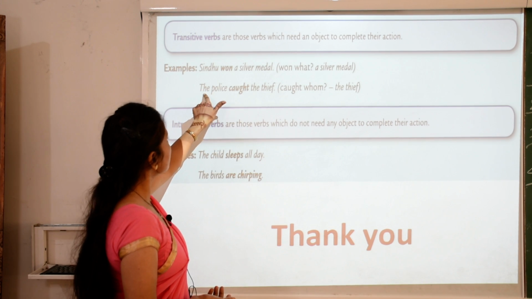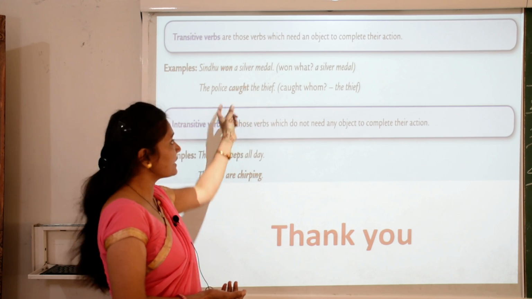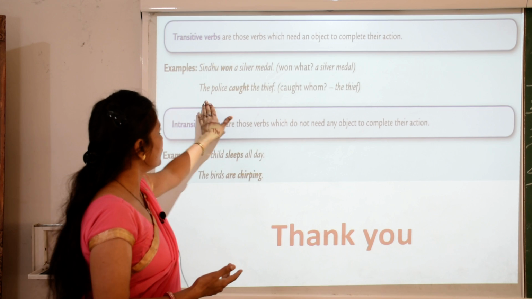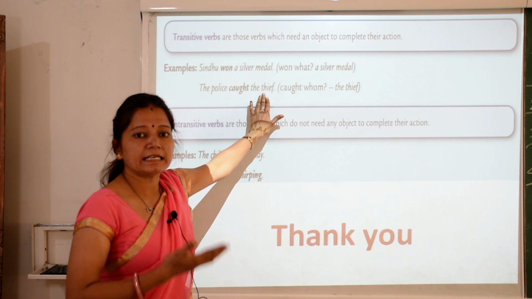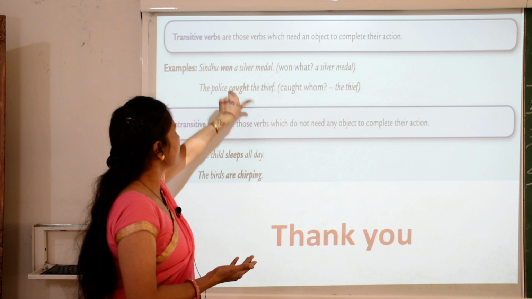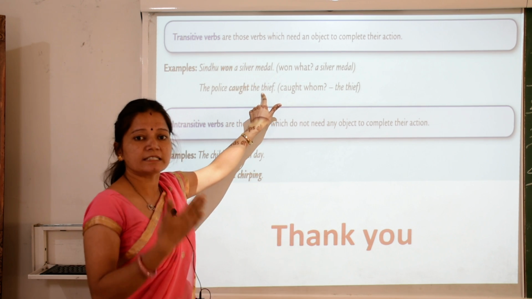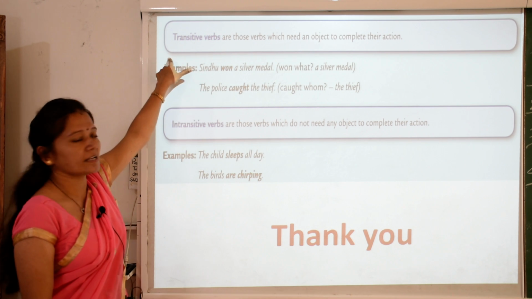Now let's see the next. The police caught the thief. If I say only the police caught, then you don't understand. But if I say the police caught the thief, then you can easily understand. So caught is a transitive verb because it needs an object to complete its meaning. So that's why it is called a transitive verb.